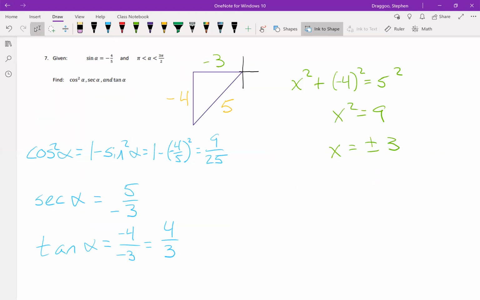In problem 7, I'm told that alpha is between pi and 3 pi over 2, which puts this in quadrant 3.